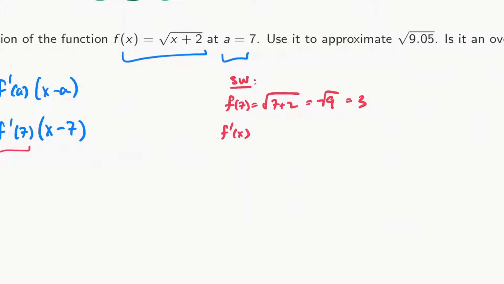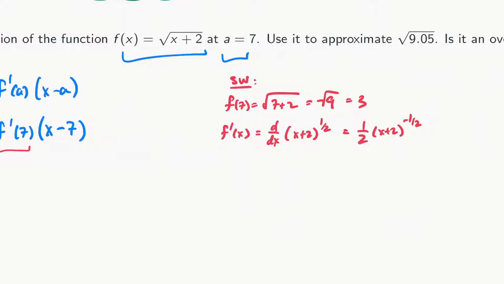F prime of x is what we'll need first. So this is really the derivative of x plus 2 to the 1/2 power. Remember that very helpful way to rewrite roots. It's using rational exponents. So the derivative of x plus 2 to the 1/2 is 1/2 x plus 2 to the negative 1/2. Don't need the chain rule here because the derivative of the inside is really just 1, right? But you can write it there if you're still learning the chain rule and need to be super comfortable with that.